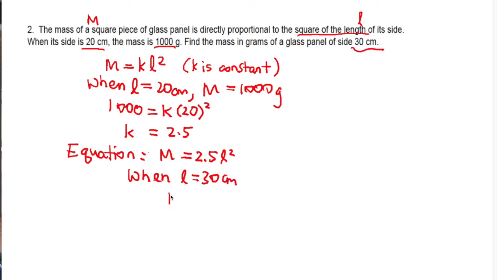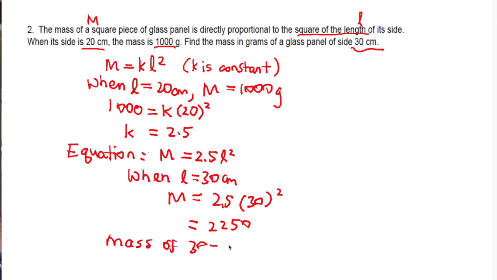Substituting, we have m equals 2.5 times 30 squared, which gives us 2250. We end off with a statement. Mass of 30 cm glass is 2250 grams.